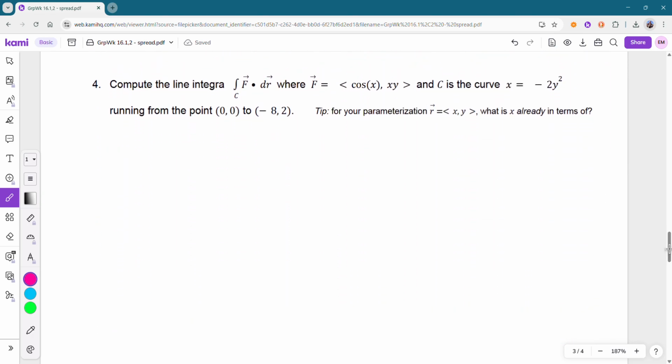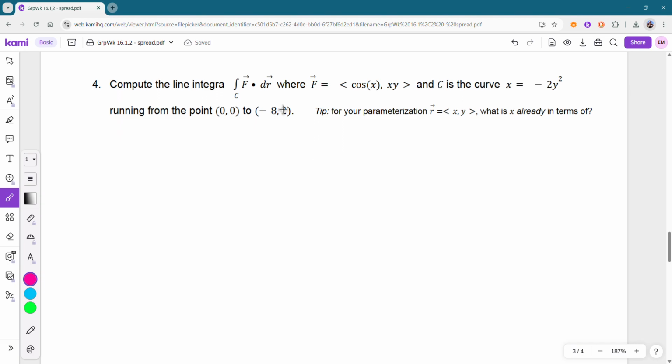All right, next one, we have an actual computation that we're doing here. So we have another vector field line integral, where this is our vector field, (cosine x, xy), and we have a particular curve defined by this equation, running from the point at the origin to (-8, 2).